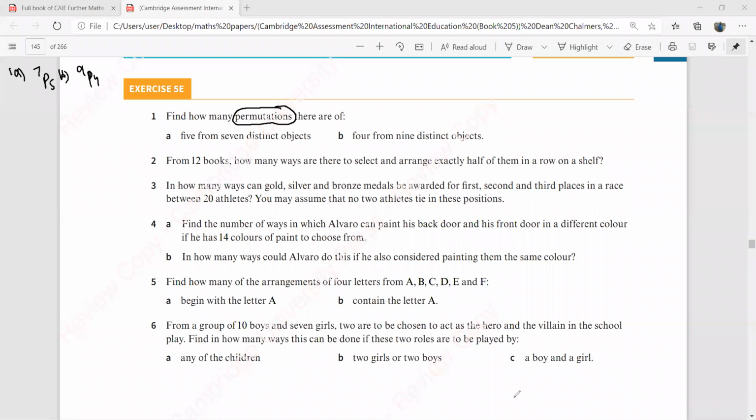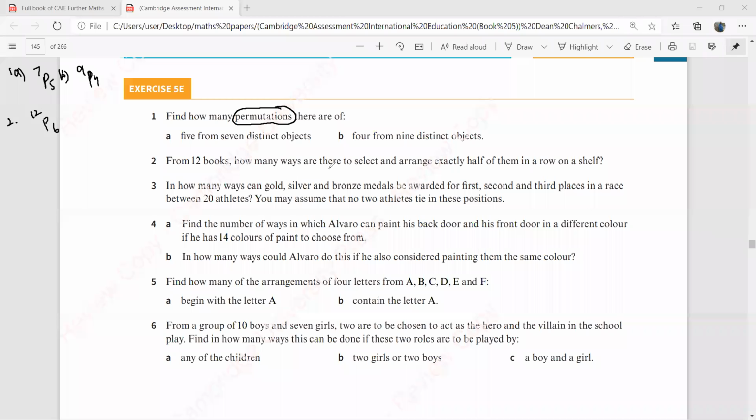Next, it says from 12 books, how many ways are there to select and arrange exactly half of them in a row on a shelf? Who would like to respond to this? 12P6. Yes, now this second question is 12P6.